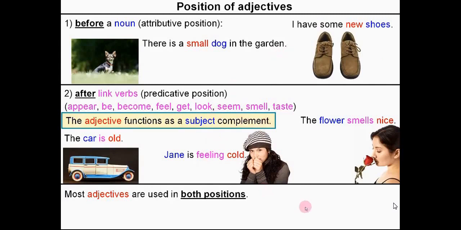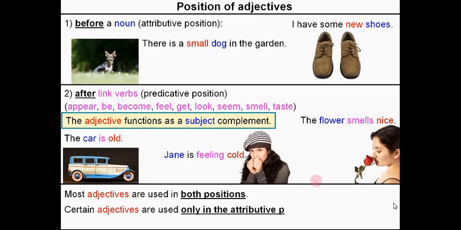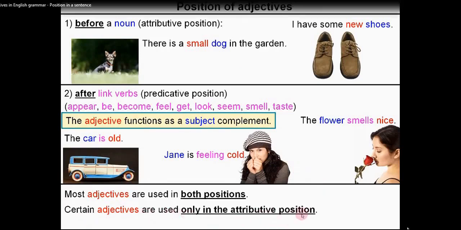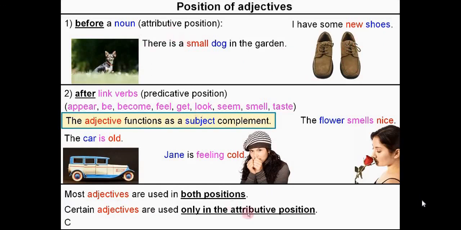But there are some exceptions. So there are two groups of exceptions. The first group, certain adjectives are used only in the attributive position. So certain adjectives can only be used before the noun. And also, there are certain adjectives which are used only in the predicative position. So only used after link verbs. And we will now look at those exceptions.